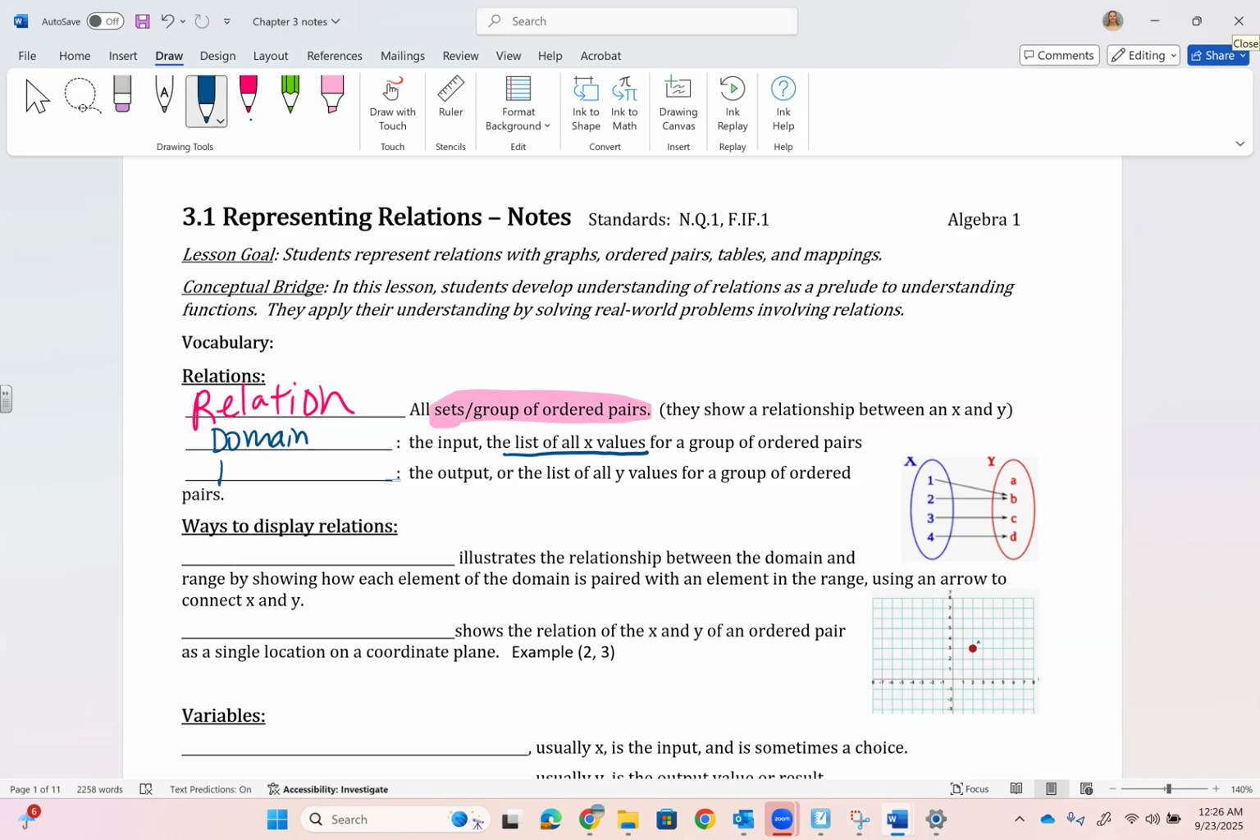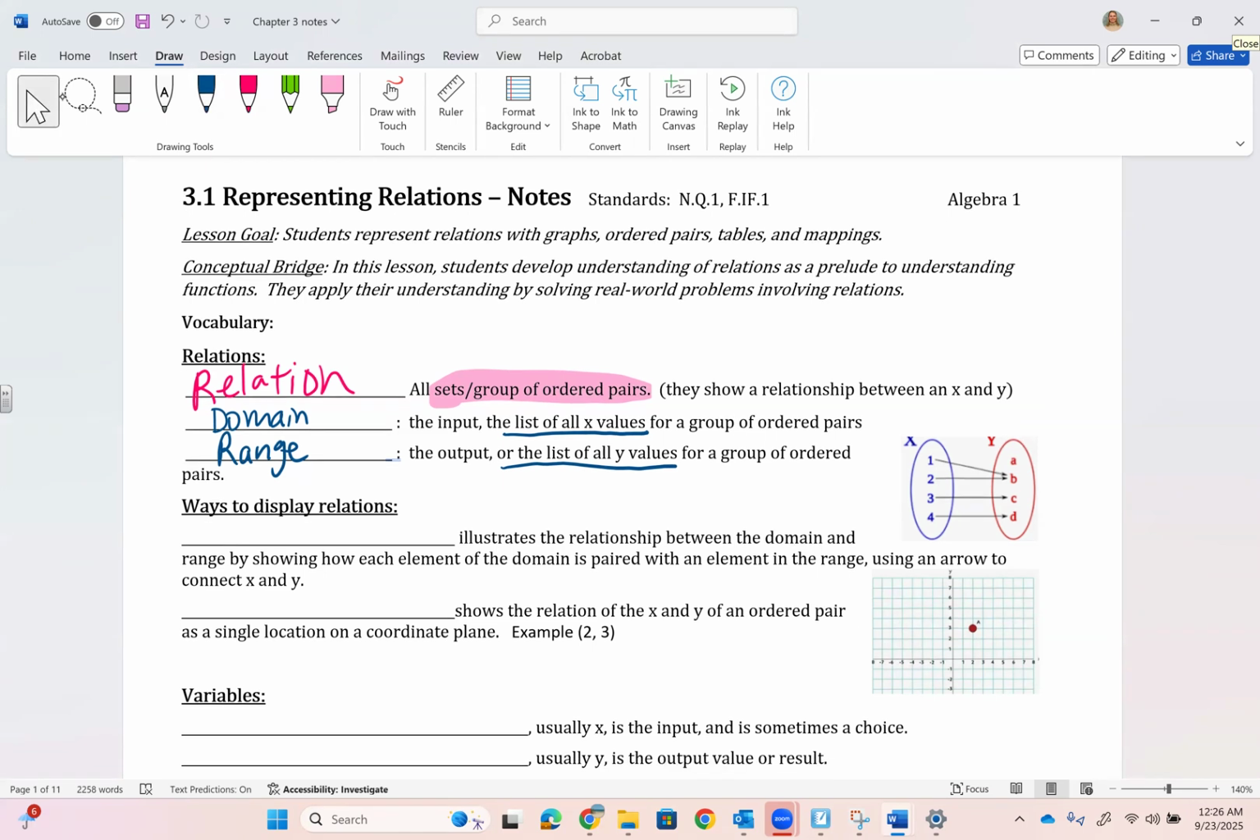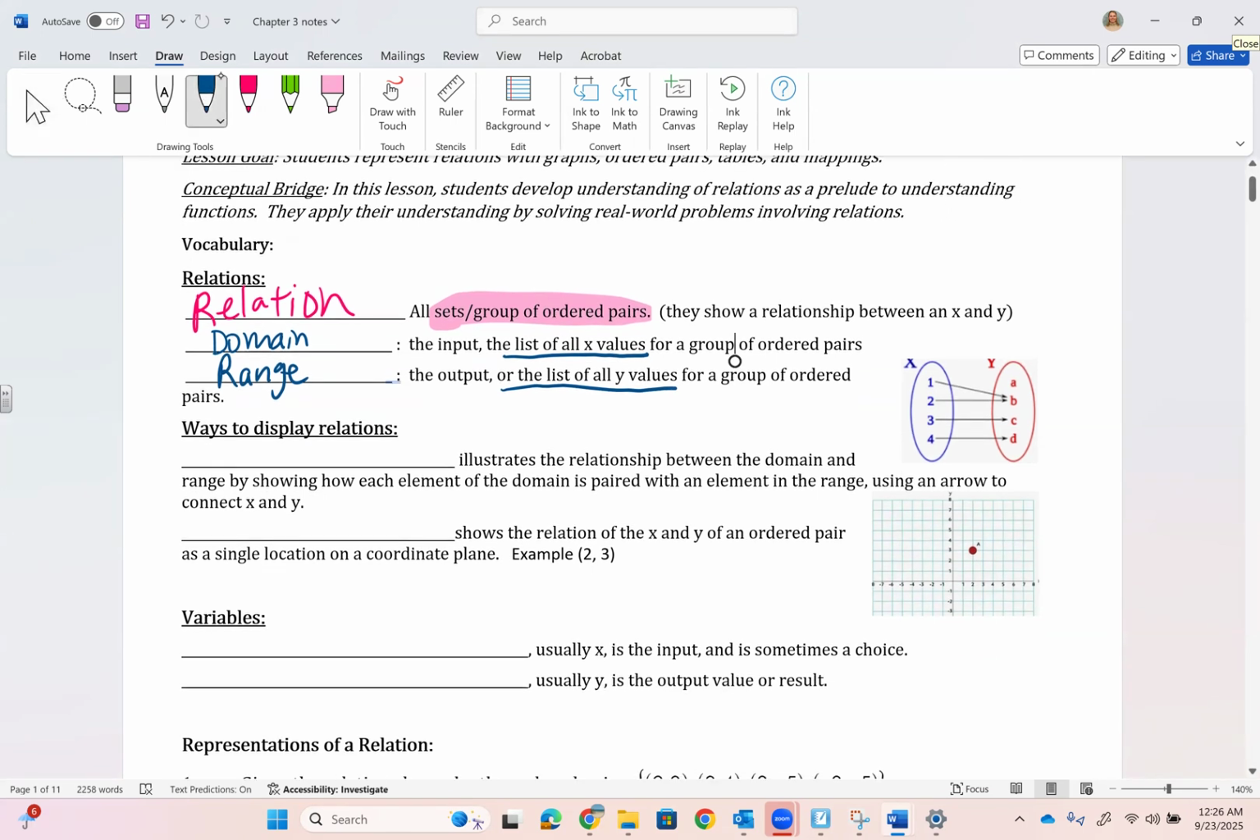And then the range is going to be the output or a list of all the Y values. Again, hopefully, there aren't too many. Otherwise, it kind of gets tedious. And so we'll talk about kind of shortcuts if there are too many.